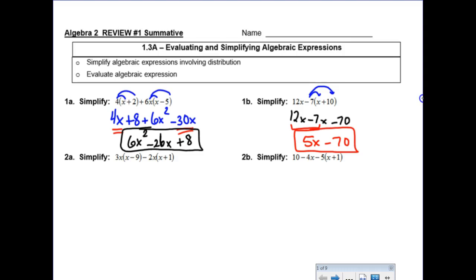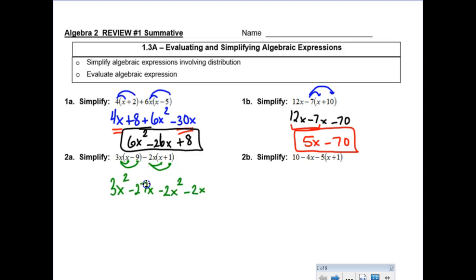Number 2. 2a specifically, you have a couple of things to distribute. I'm running out of vertical space here, so I'm going to go underneath and distribute the 3x here and here. And then watch out, you're distributing a negative 2x here and here. So next line is a 3x squared, x times x is x squared, minus 27x. And then be careful here, it's a negative 2x. So negative 2x squared minus 2x.